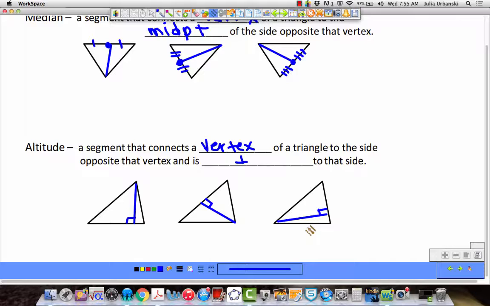So what I'm going to be asking you to do today is sometimes identify one of these definitions and sometimes draw one of these definitions. So we're going to practice that. Let's do the back side really quickly and then we'll get the iPads out.